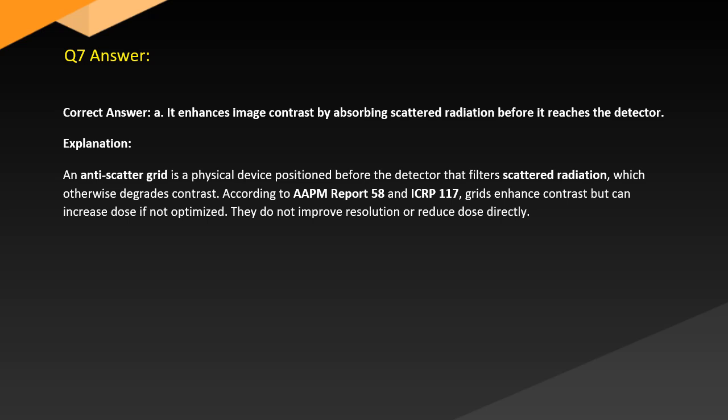Answer. Correct answer: A. Enhances image contrast by absorbing scattered radiation before it reaches the detector. Explanation. An anti-scatter grid is a physical device positioned before the detector that filters scattered radiation, which otherwise degrades contrast. According to NCRP Report 58 and ICRP 117, grids enhance contrast but can increase dose if not optimized. They do not improve resolution or reduce dose directly.